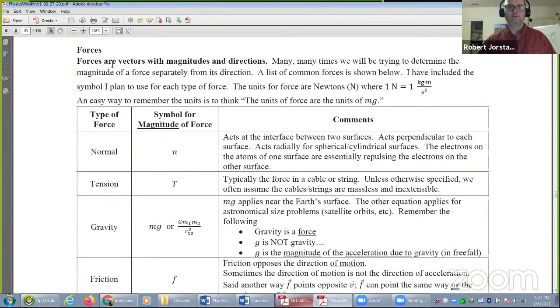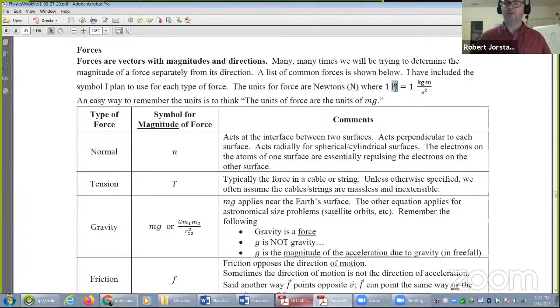So forces are vectors with magnitudes and direction. A lot of times what we do is we try to get just the magnitude of the normal force or the magnitude of a tension in a problem or the magnitude of a weight or the magnitude of a frictional force. So to be clear here, these symbols that I'm drawing in here are talking about force magnitudes. Forces are going to have a magnitude and a direction. The units for force are newtons.